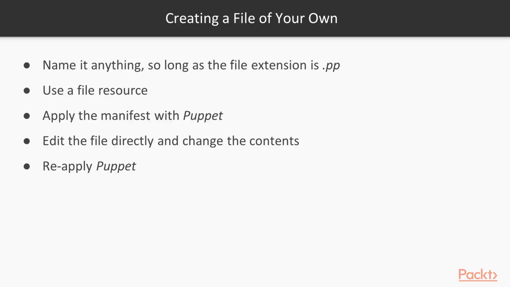You can also create your own manifest file. You can name it anything you like, so long as the file extension is .pp. Use a file resource to create a file on the server with any contents you like. Apply the manifest with Puppet, and check that the file is created and contains the text you specified. Edit the file directly and change the contents. Then reapply Puppet, and check that it changes the file back to what the manifest says it should contain. So, that's all about writing your first manifest.